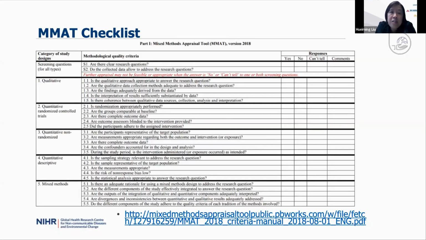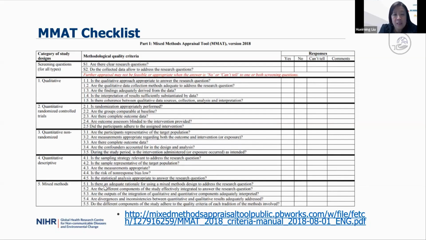This is the MMAT checklist. It's often used for systematic reviews of mixed methods studies, but I think it's very helpful as you start designing a protocol and think through your study, that you are meeting those methodological criteria. So qualitatively, the five criteria there are, for those who are doing RCTs, your randomization itself and your groups. For the non-randomized, are they representative of the target population, things like that. And then descriptive, what's your sampling strategy, for example.